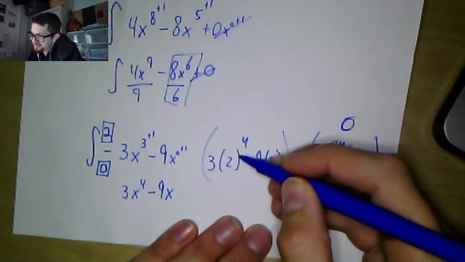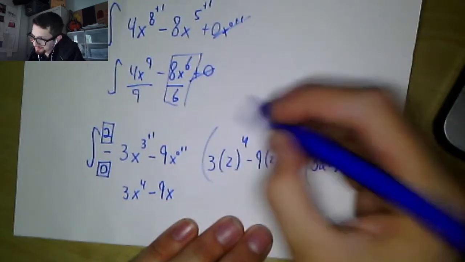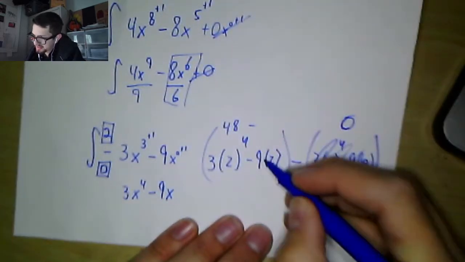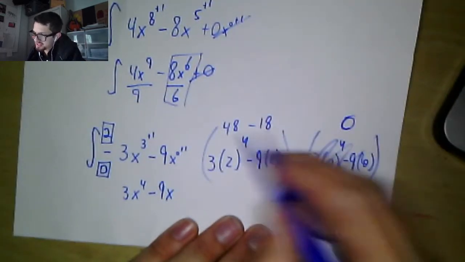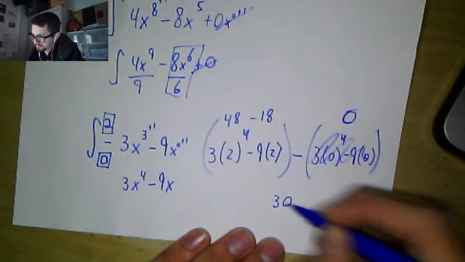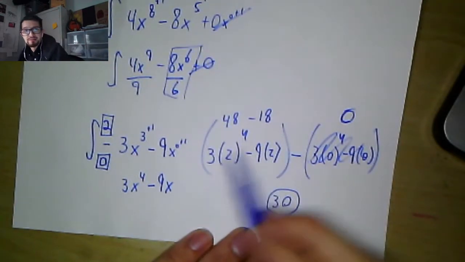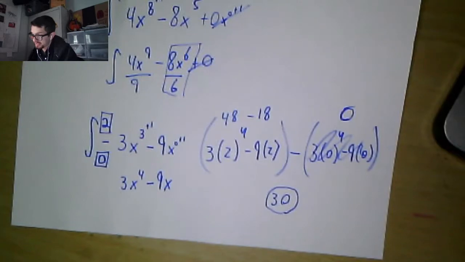2 to the fourth is 2, 4, 4, 8, 8, 16. And 16 times 3 is 48. So this is 48 minus 18. So this is going to give me 30. So 30 minus 0 is 30. So this is the answer to my definite integral problem. And of course, you're going to probably use your calculator for this. And we'll discuss how that exam is going to go next week, because I haven't quite figured it out yet.